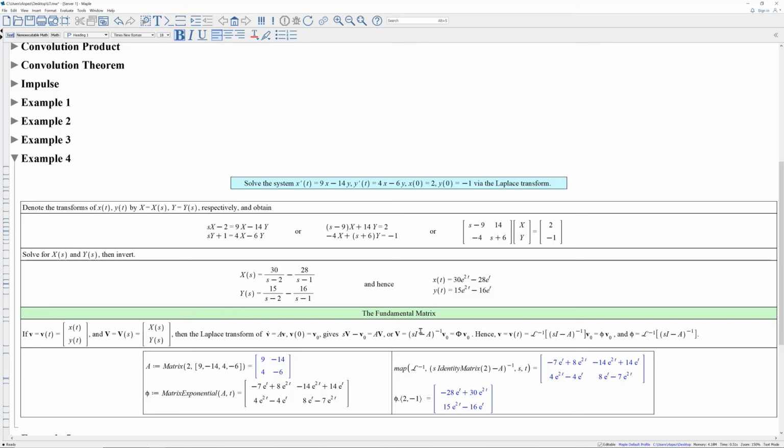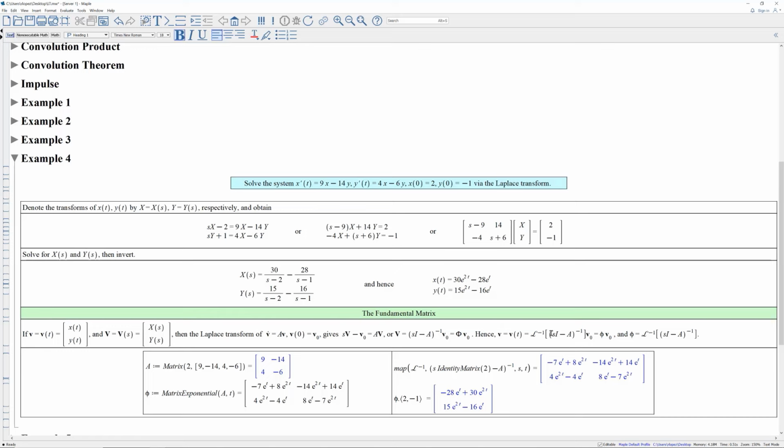It's the inverse of SI, where I is the identity matrix, minus A, times V0. This is just algebra. This matrix, phi, turns out to be the fundamental matrix. But you can get that fundamental matrix through the Laplace transform. Here it is, the inverse. Well, clearly you want to do that in Maple, (SI minus A) inverse. You don't want to be doing that by hand.